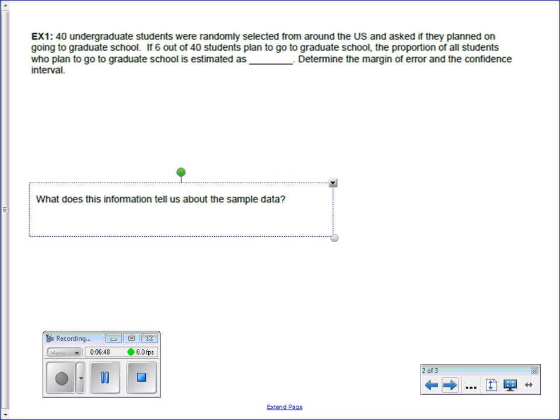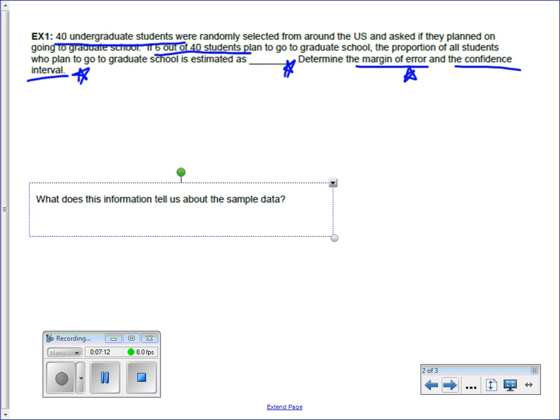So first thing I want to do is just underline what I think is really important. 40 undergraduate students were randomly selected for this poll. 6 out of 40 plan to go to graduate school. Okay, and then there's 2 questions here. I need to determine what the proportion is, and I also need to determine, there's actually 3, margin of error and confidence intervals. Okay, so we're doing all 3 things.